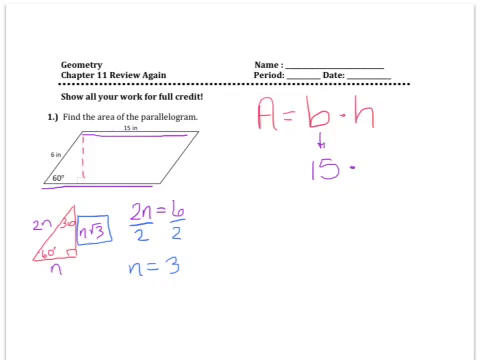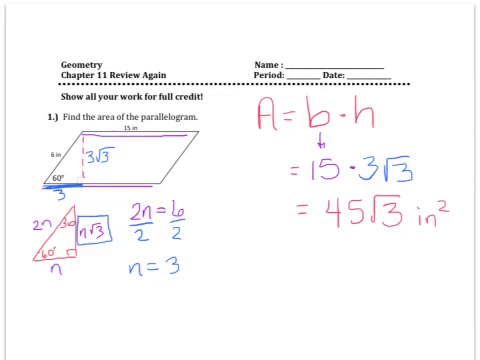So that means that our height would be 3 root 3. And this piece down here, if you wanted to find it, it's whatever n is, which is 3. Okay, so our height is 3 root 3. Okay, we just have to multiply these two together. We get 45 root 3 inches squared. That would be the area.